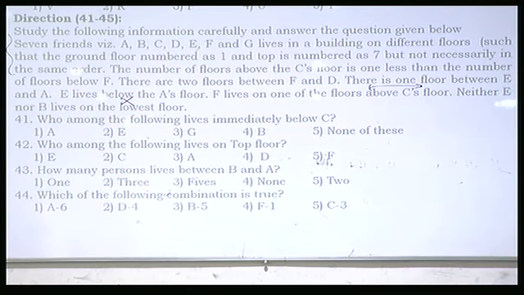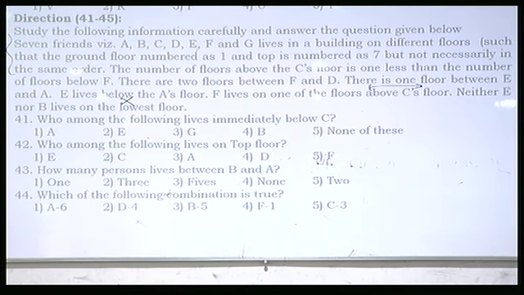Next one more set, 41 to 45. In another 15 minutes, the papers will be given to you. For question numbers 41 to 45, how many persons are there? Again 7 persons: A, B, C, D, E, F and G live on 7 floors. The number of floors above C is 1 fewer than the number of floors below F.